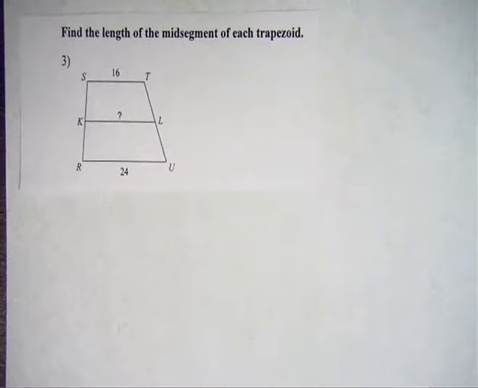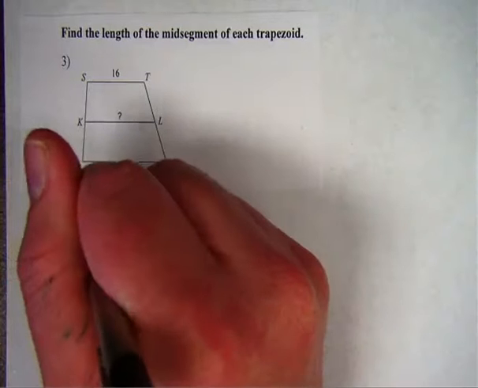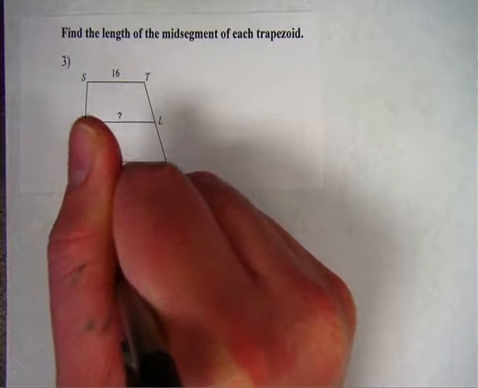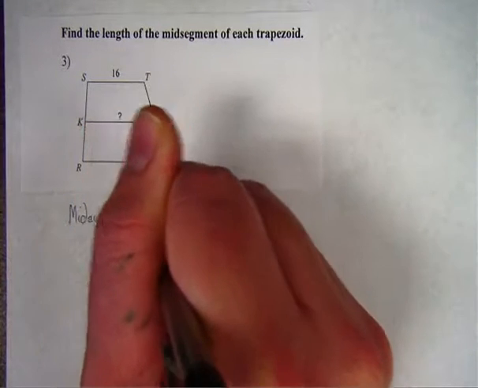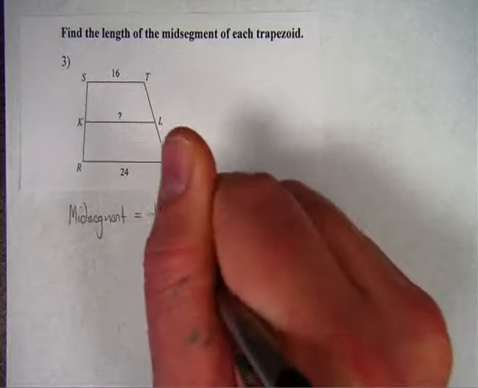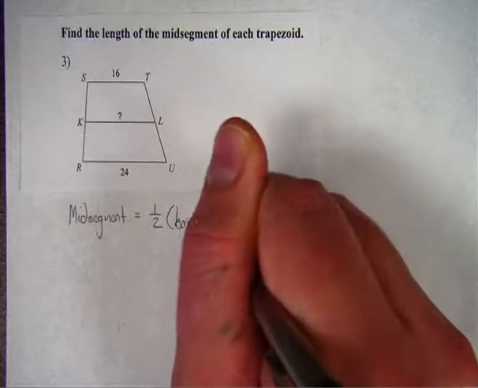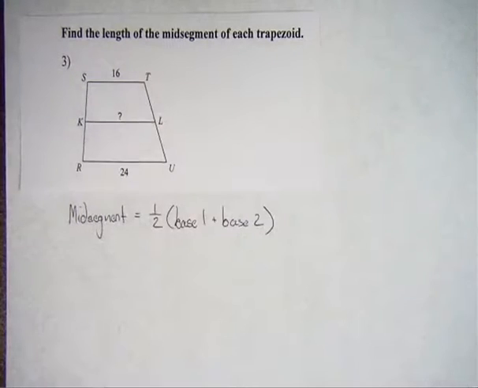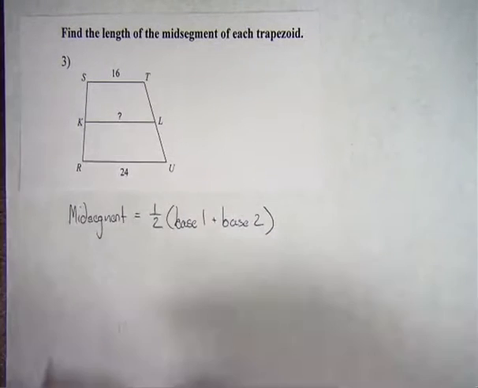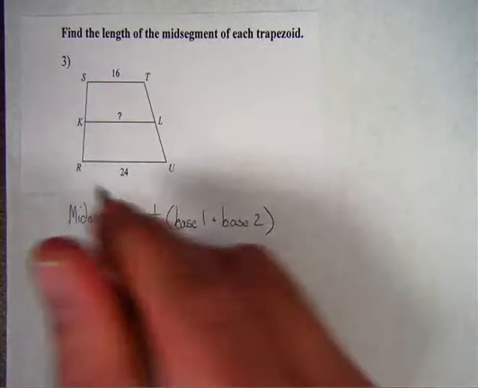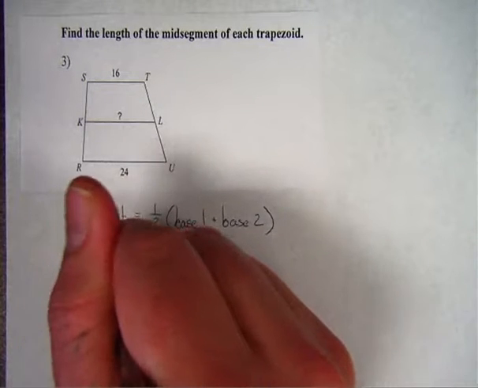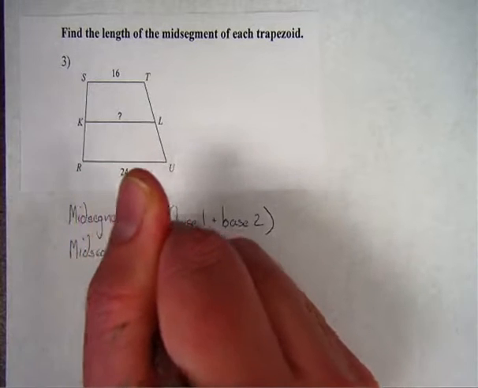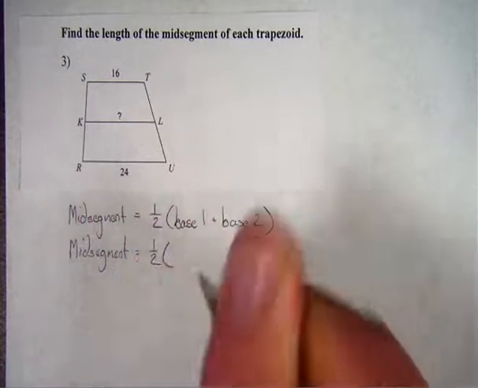Alright, next thing you'll have to do is find the length of the mid-segment of a trapezoid. And if you'll remember, the mid-segment is equal to 1/2 the sum of the bases, so base 1 plus base 2. It really doesn't matter which base you call which. It'll work both ways. So if I want to find my mid-segment, all I have to do is plug in the length of those bases.